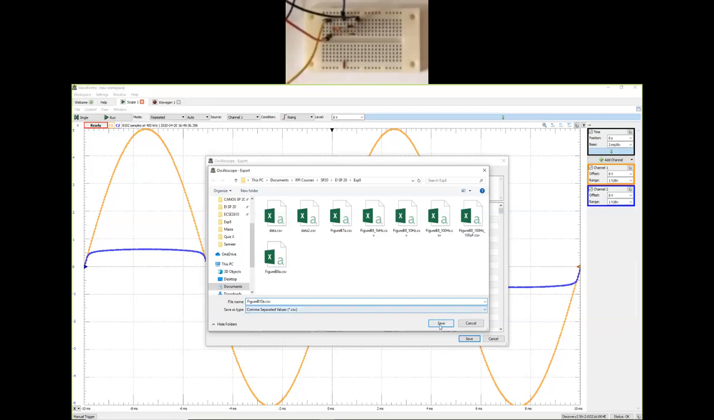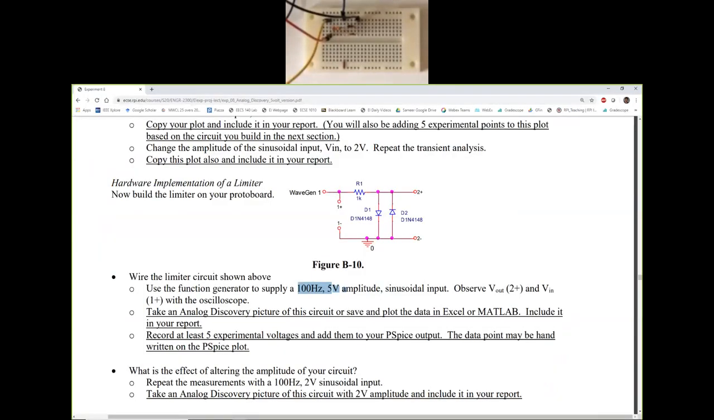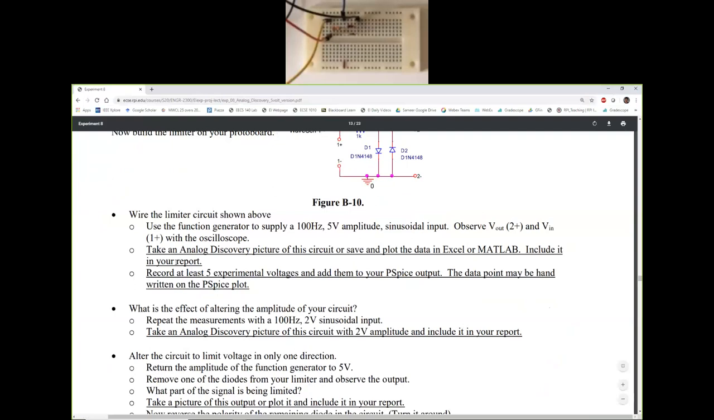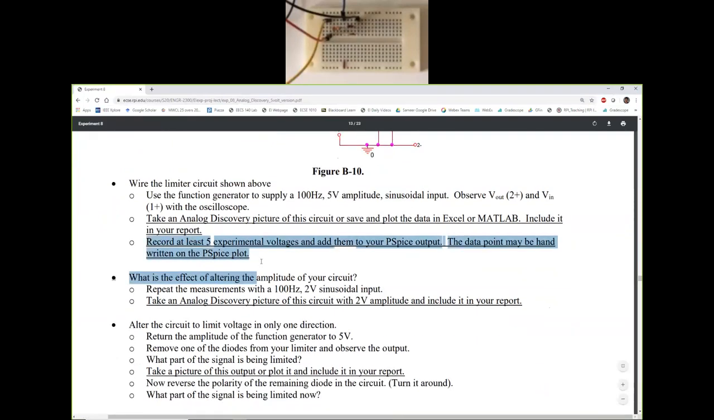So I'm going to save that. Okay. So things got limited. That's exactly what I was hoping to see. Go down. Let's see. Okay, we are done with that. This is what I was talking about earlier.